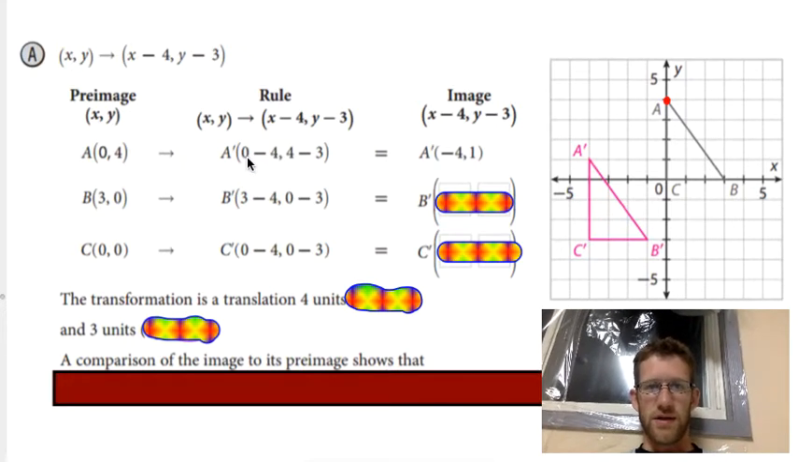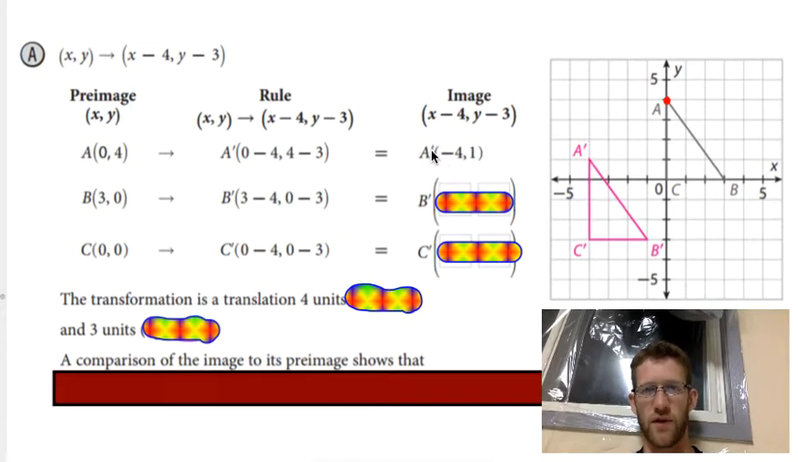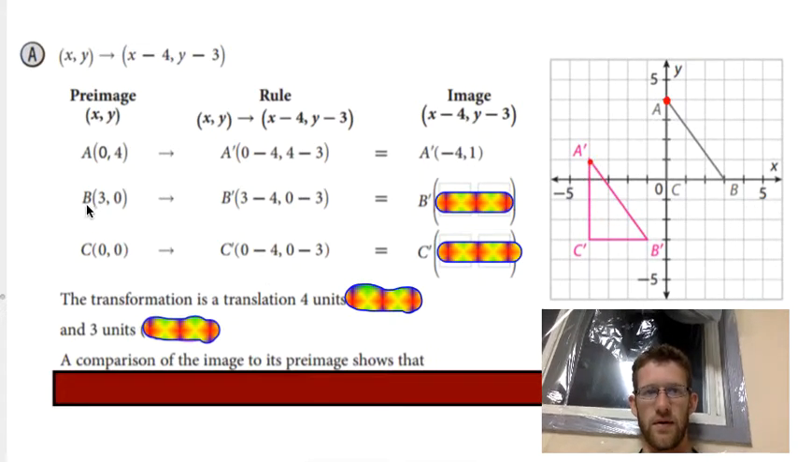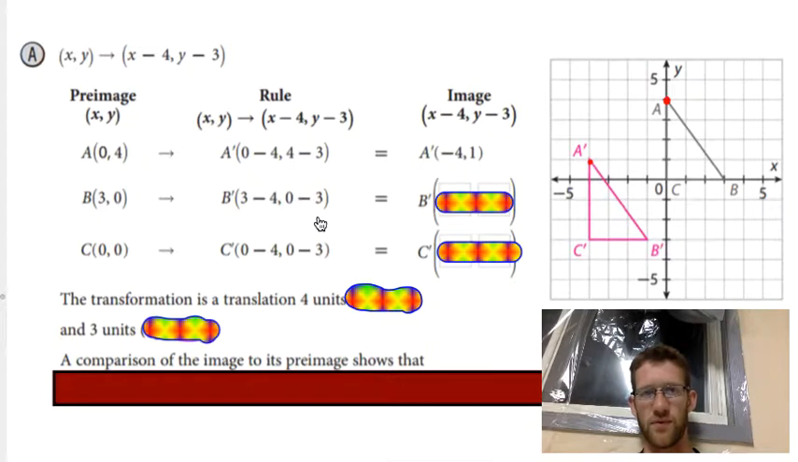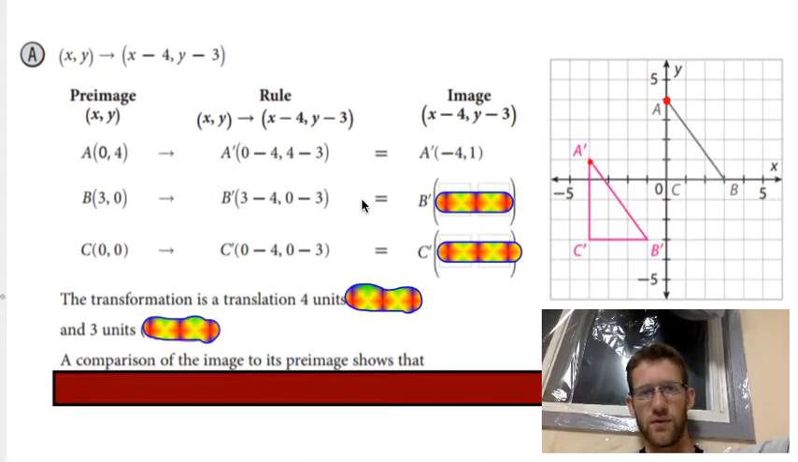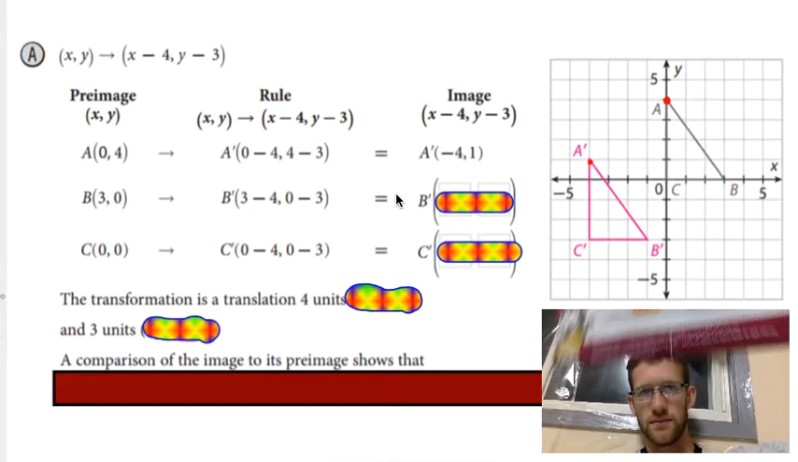So we do our little equation. 0 minus 4 is negative 4. 4 minus 3 is 1. Therefore, A prime is at the point negative 4, 1. So here's A prime, negative 4, 1. B, we'll do the same transformation for B. So where does that one end up? Well, minus 4, minus 3. Pause here for just a sec while you go ahead and answer these questions here.